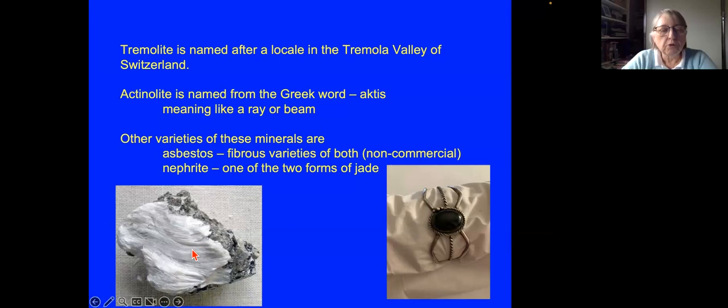But I found this picture, and this is tremolite, and you can see the nice fibers that will give you mesothelioma if you get too close to it or breathe in too much. Now, nephrite, and nephrite is when actinolite or tremolite or anything in the series has a very compact format. That's one of the two major forms of jade. And this is from Lander, Wyoming, and this is what they call black Lander jade. And what's giving it the black color instead of a green color is there's inclusions in that of graphite.